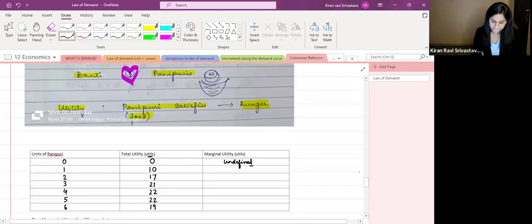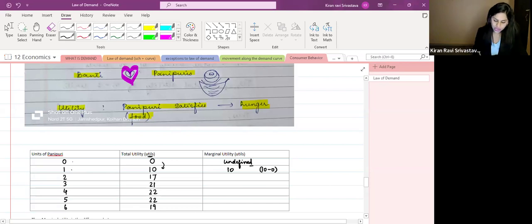So now, when he consumes the first pani puri, his marginal utility becomes what? The additional utility goes from 0 to 10. See, it is changing. So we do utils of 1 minus 0, so 10 minus 0. So this is going to be 10.